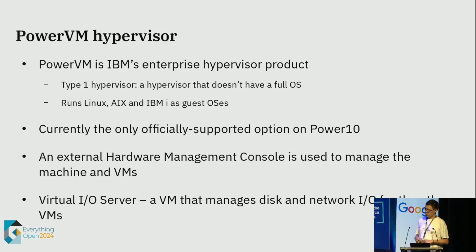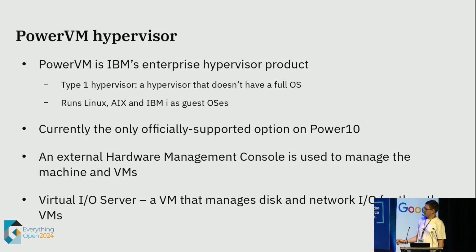We got ourselves a shiny Power10 box in IBM's lab in Austin, and taught ourselves enough systems administration skills to figure out how the Power enterprise hypervisor platform works. So unlike KVM, which is a subsystem that runs within Linux, within a general purpose OS, PowerVM is a type 1 hypervisor. It's just a pure hypervisor. It doesn't do anything other than manage guest operating systems underneath it. So you can't just SSH in and get a Unix command line or anything. It runs Linux and AIX and IBM i as the guests underneath it.